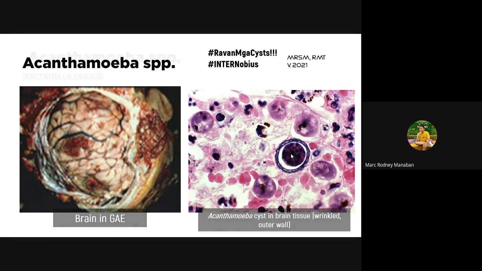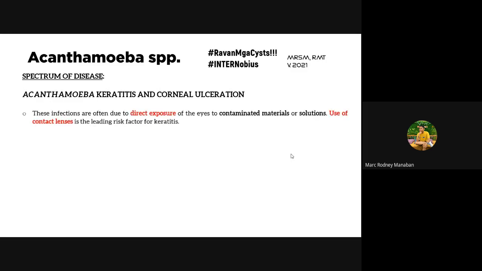Okay, all right. Next type of disease is, of course, Acanthamoeba keratitis and corneal ulceration. I think it's the more common type of disease it causes. Now this happens during trauma, for example, when your eyes are exposed to contaminated materials, accidentally getting hit in the eye with a material that contains the amoeba, or the more common way is through the use of contact lenses. So to those who wear contacts, please be careful. Again, please be careful with using your contact lenses.